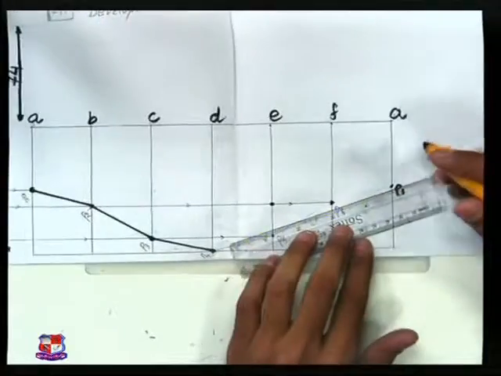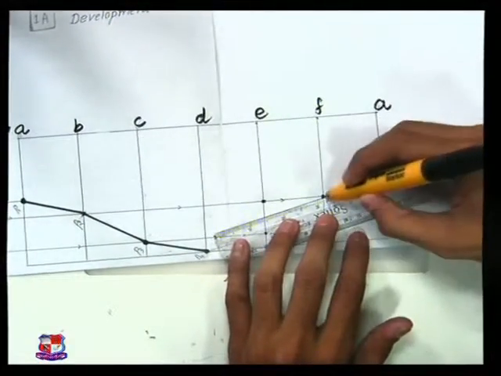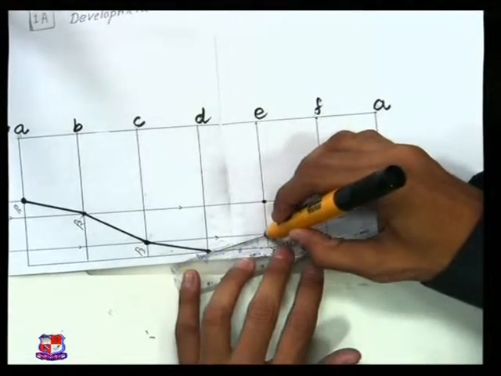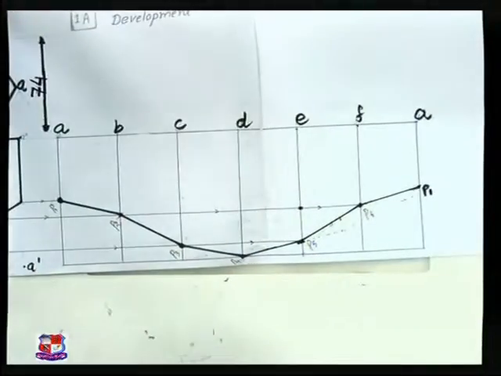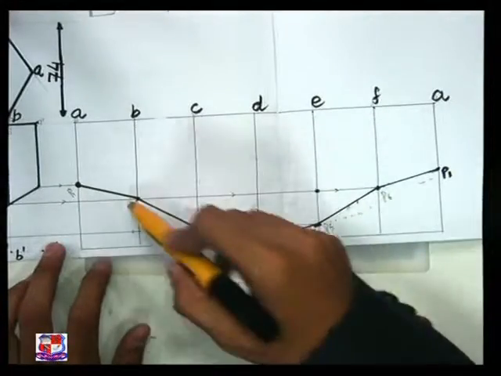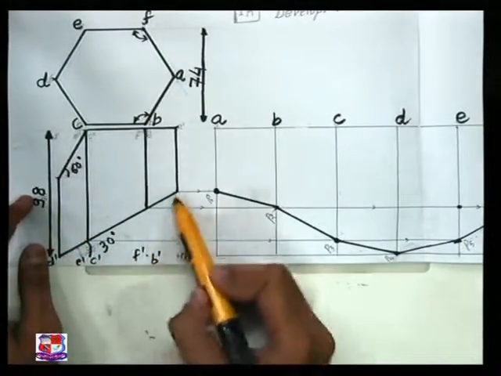No smooth curve would be there, because a solid is not curvy by nature, and the cutting plane is also a straight line. So all these points should be joined with a straight line. If it's a cylinder or cone, then we have to join all these points with a smooth curve. So this shows the bottom cut portion.